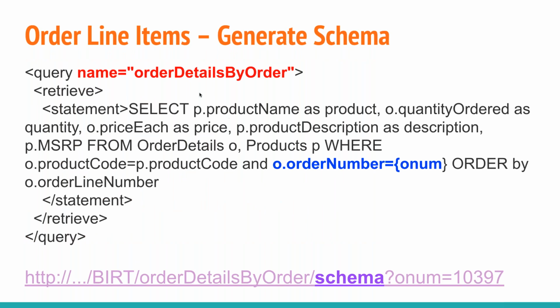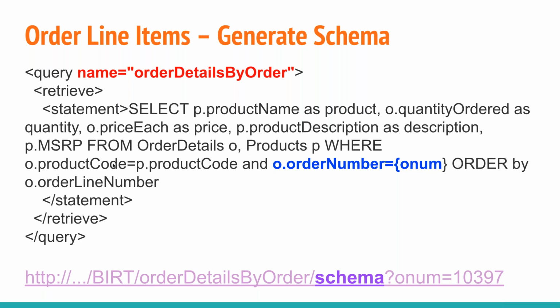So again, here's the query. We gave it a name. It's called order details by order. In this case, we're going to get the list of details for a particular order from, I guess, multiple tables in this case.